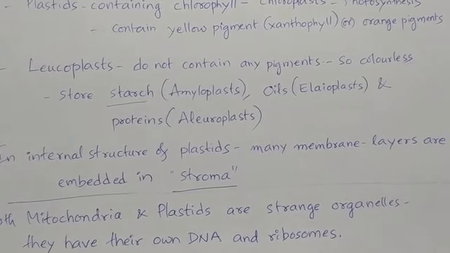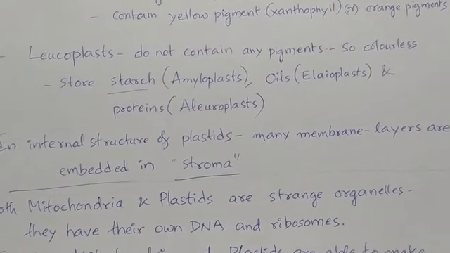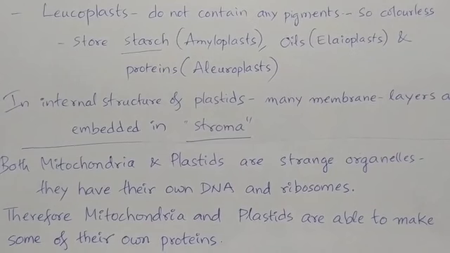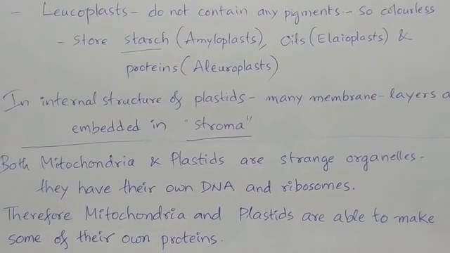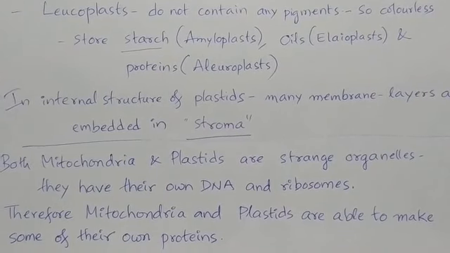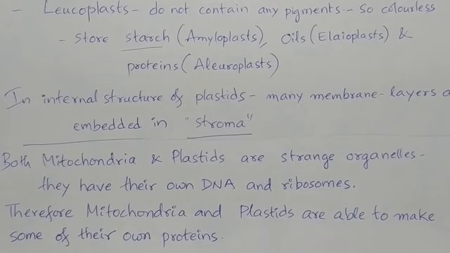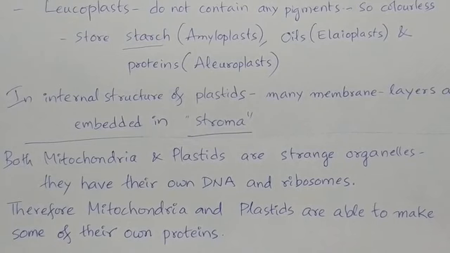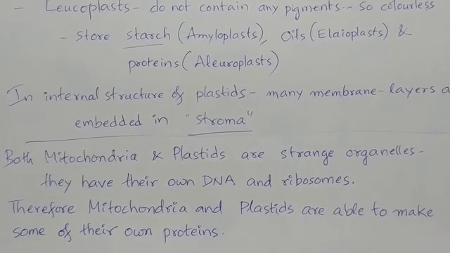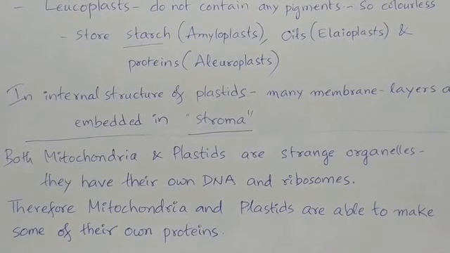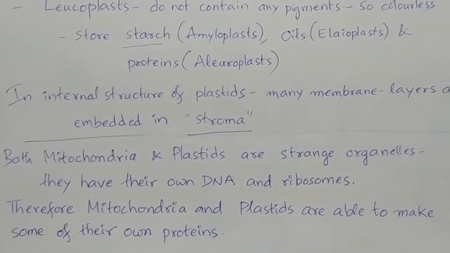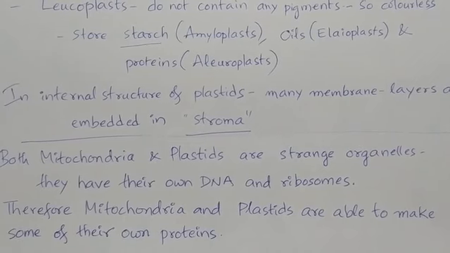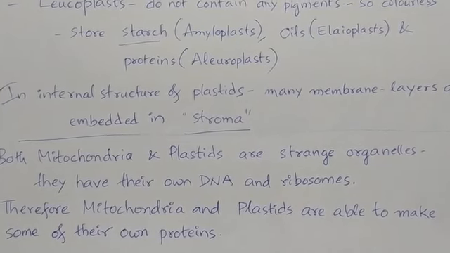Both mitochondria and plastids are referred to as strange organelles because they have their own DNA and ribosomes, which is the significant feature of only these two organelles. Other organelles do not have their own DNA and ribosomes. Because they have their own DNA and ribosomes, mitochondria and plastids are able to make some of their own proteins.